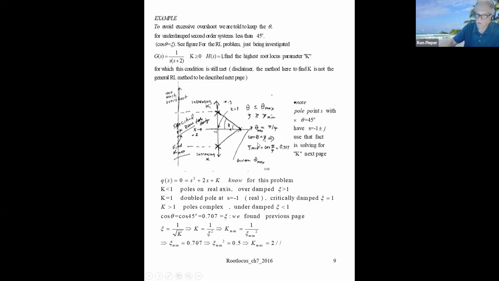As we move up that axis, the damping factor is in fact dropping, because the system is less damped and we're getting more overshoot. So our minimum damping factor is dictated by the cosine of the angle, where the angle is our maximum angle that we can have. I'll let you check, the cosine of 45 degrees is approximately 0.707, and that's our damping factor.